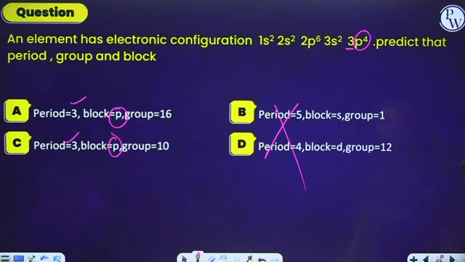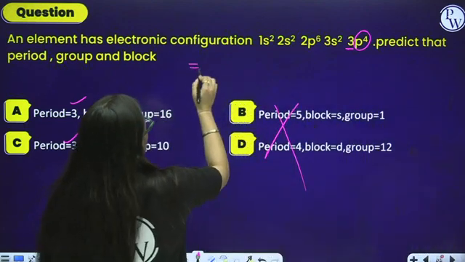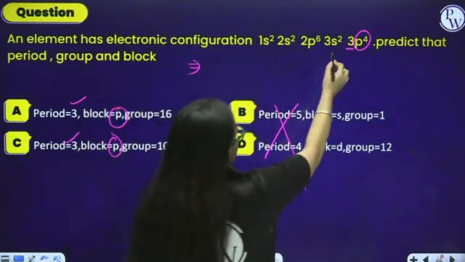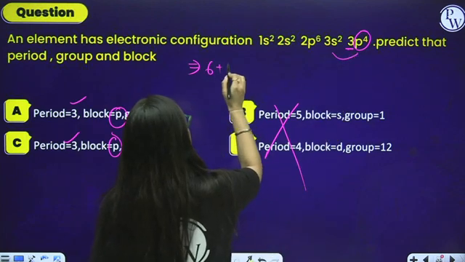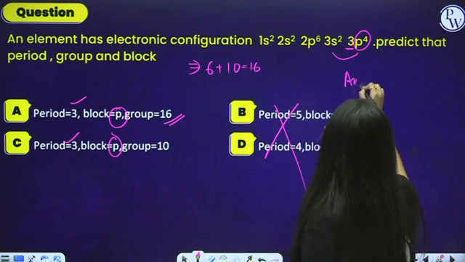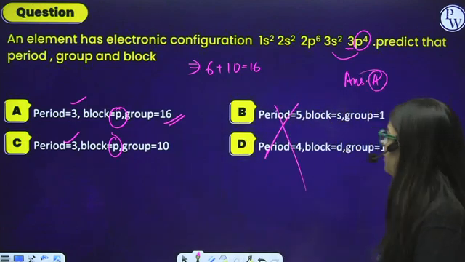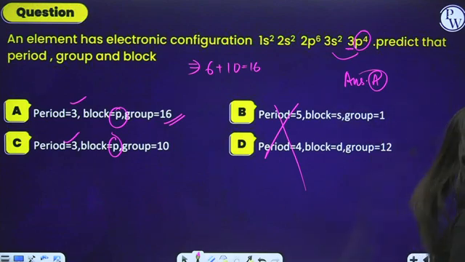How are you going to see the group? Last electron enters into the p1. So, in the case of p, total valence electrons is 2 plus 4, 6. 6 plus 10 is 16. So, answer comes out to be option A. Group number is 16. Clear, everyone? Shall I move on to the next question?